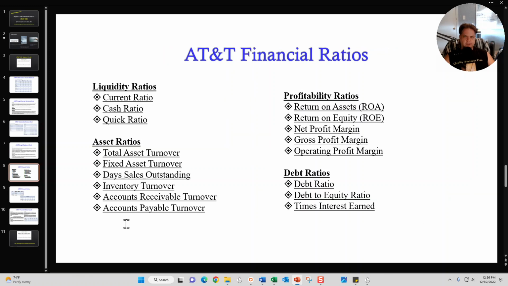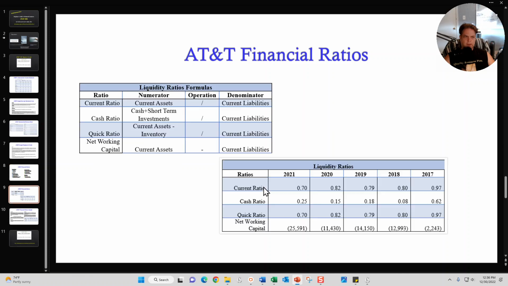The third section is AT&T's financial ratios. I categorize the financial ratios into 4 categories: liquidity, asset, profitability, and debt ratios. For each category, I provide an example of the ratios I calculated. For example, the liquidity ratios for AT&T: current ratio, cash ratio, quick ratio, and net working capital ratio. I give you the formulas I use to calculate each ratio, and then a summary of the findings for AT&T for the current ratio, cash ratio, and so on.